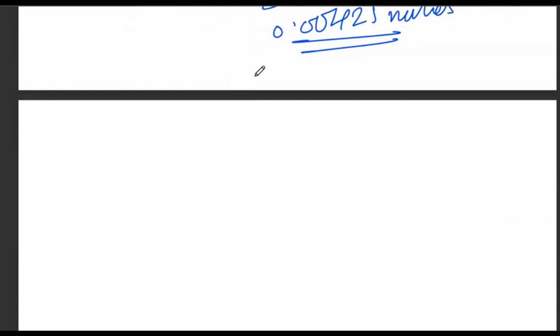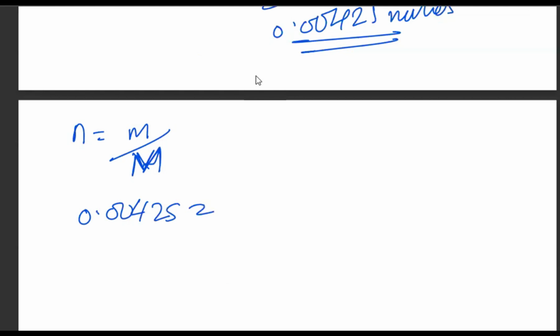Now, since I know that, I'm going to say that number of moles is equal to mass over molar mass, of which I have the number of moles, 0.00425. We don't know the molar mass, which is what we are looking for, so that we are able to substitute there. Do you know the mass? Let's find out.